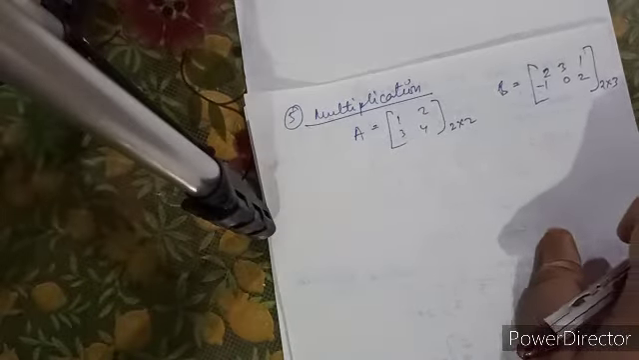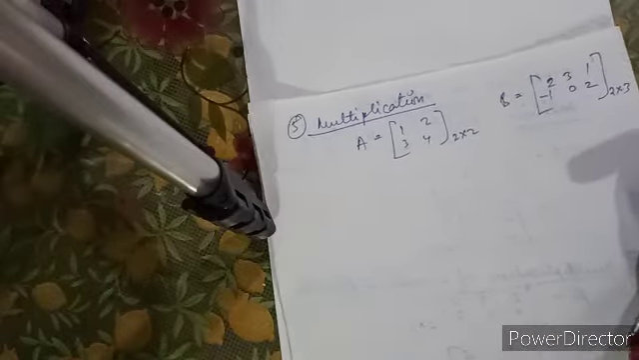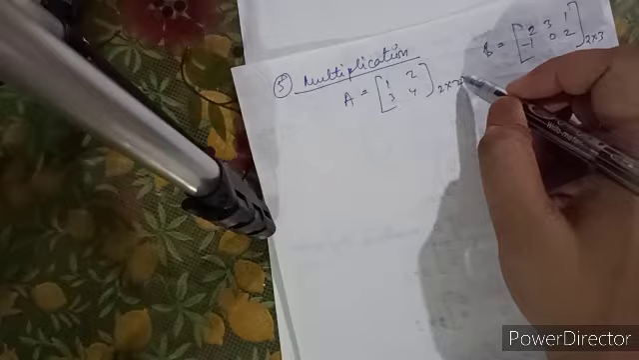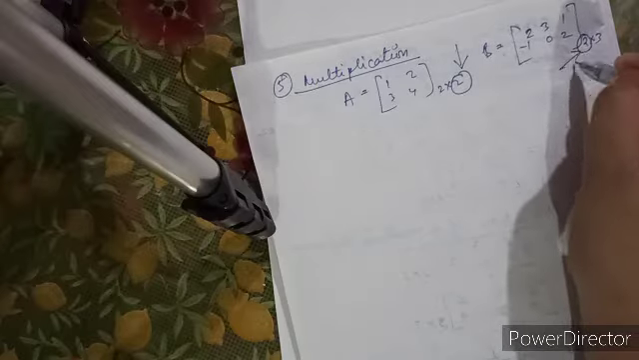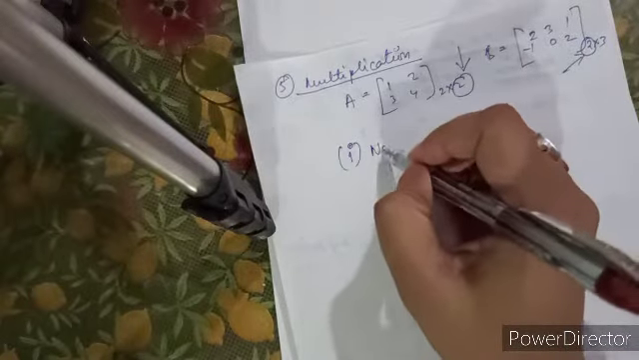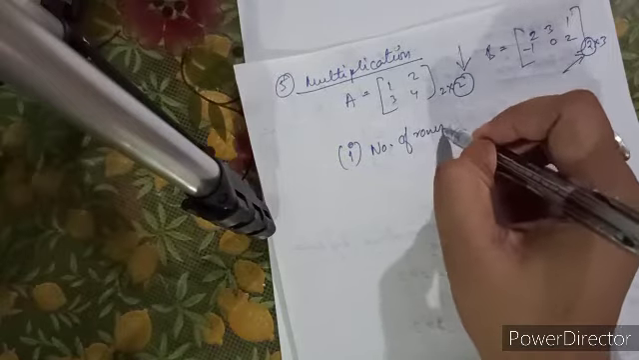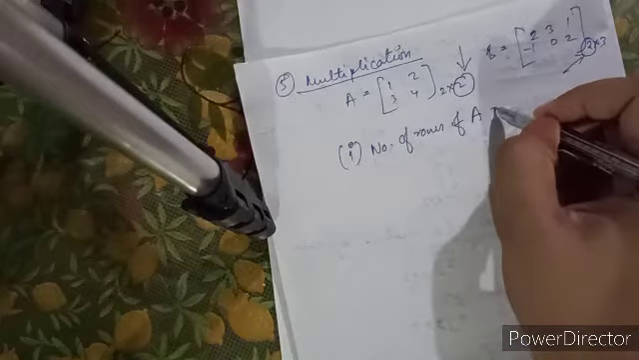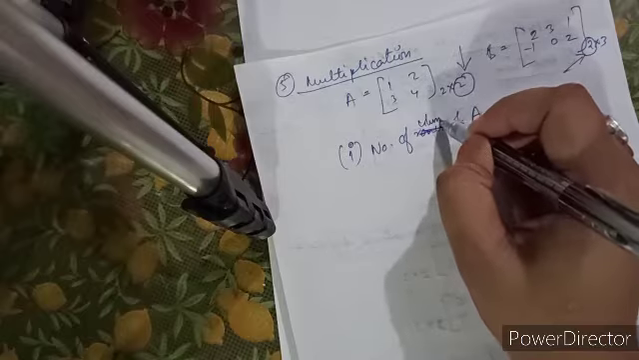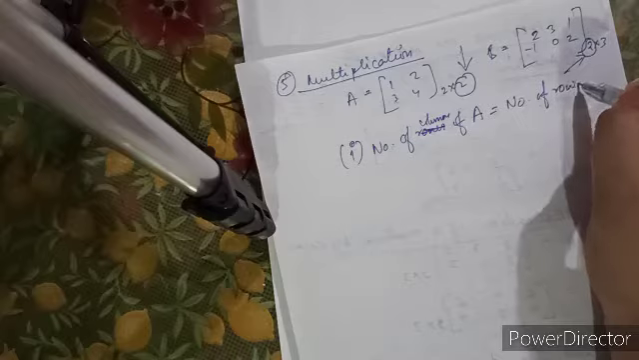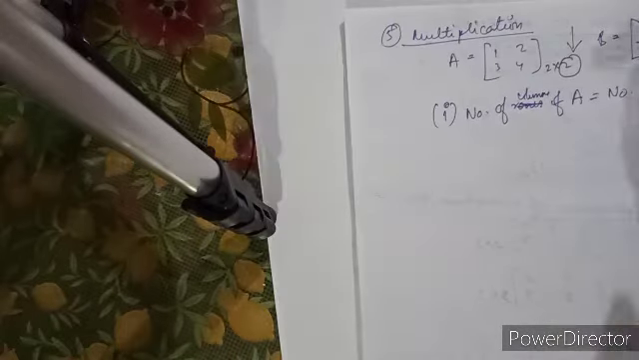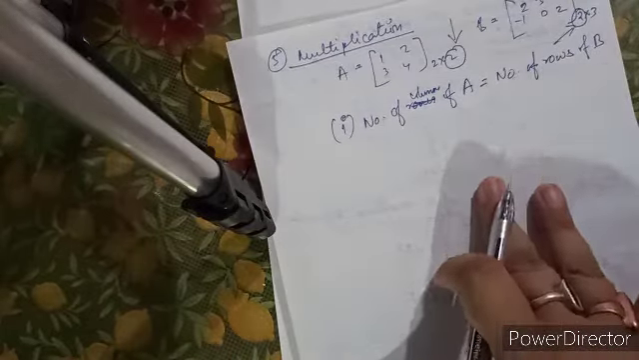If you take any two matrices and you are asked to find the multiplication, first you have to do one thing. Always when you are given two matrices and asked to multiply, you have to check the first condition: the number of columns of your first matrix must always be equal to the number of rows of your second matrix. This is the first condition you always have to check.